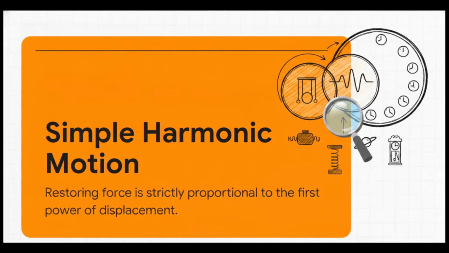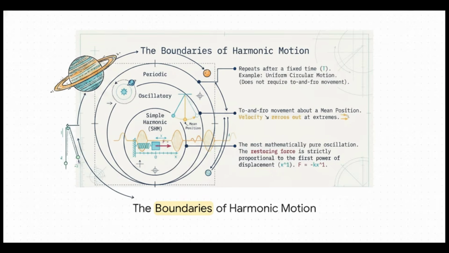Before we can even think about solving those complex equations, we really need to set some strict boundaries for the physics we're dealing with. You know, in everyday conversation, we kind of throw around words like periodic, oscillatory, and harmonic like they mean the exact same thing. But in physics, they represent increasingly strict, nested rules. It's kind of like a giant puzzle where everything nests perfectly together.